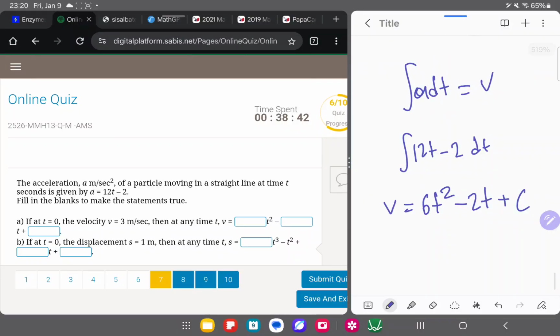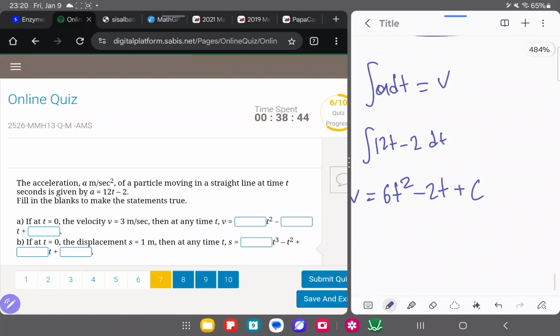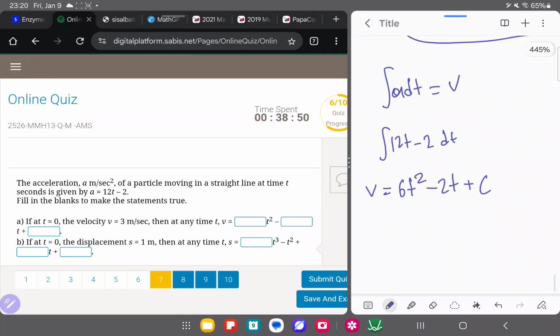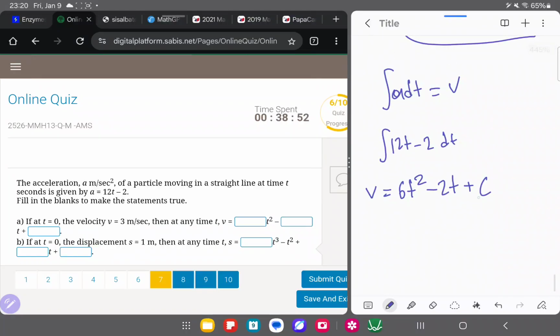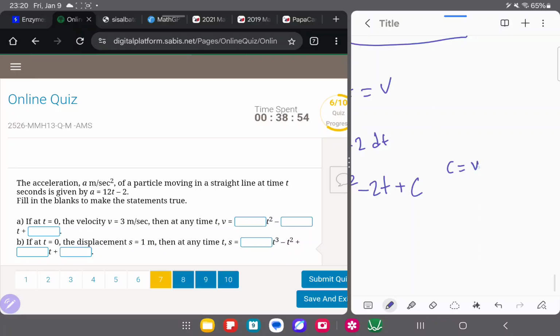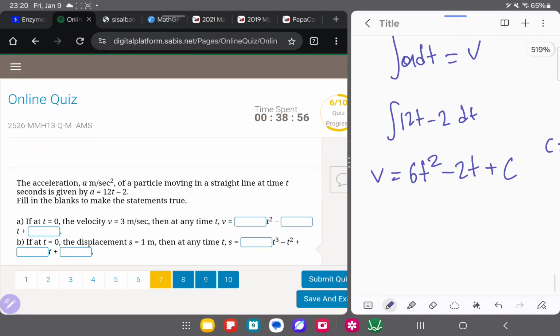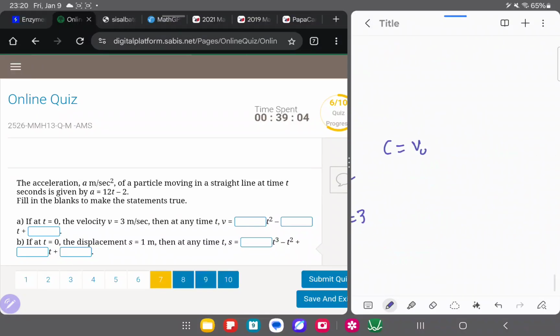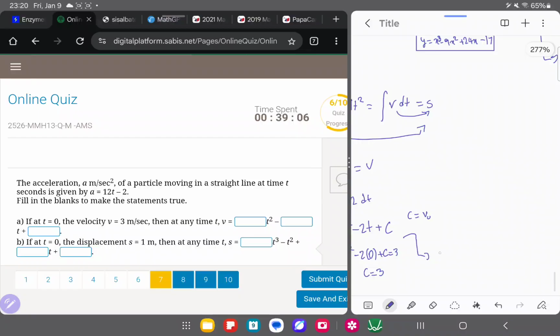Okay, so now they said that at t equals 0, v is equal to 3. So they already gave us our initial velocity. We already know that c is equal to v0, or if you don't know that, just simply plug in 0. Therefore, c is equal to 3, and therefore v is equal to 6t squared minus 2t plus 3.